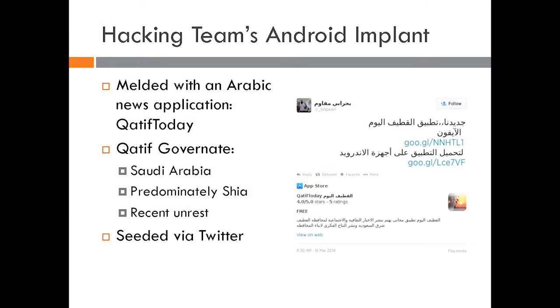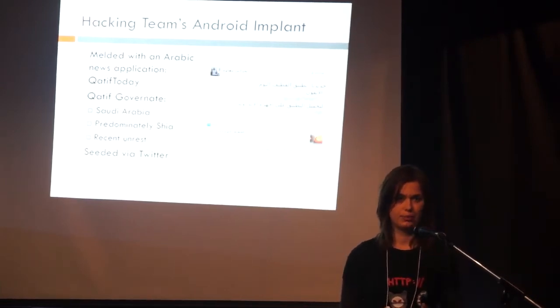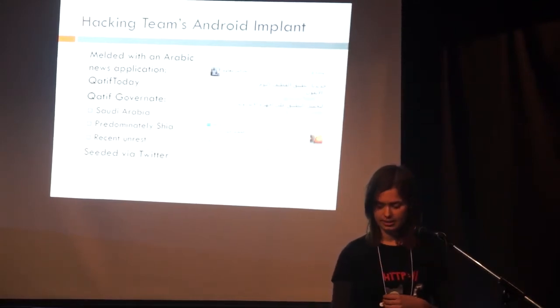So just this past summer, we saw Hacking Team's Android implant for the first time. In this case, they were implanting it into a news application, and this news source is based in an area of Saudi Arabia that has a history of religious tensions, protests and unrest. The app was just seeded via Twitter, so it wasn't as highly targeted as the Kakao Talk example, but there is a political subtext to this.